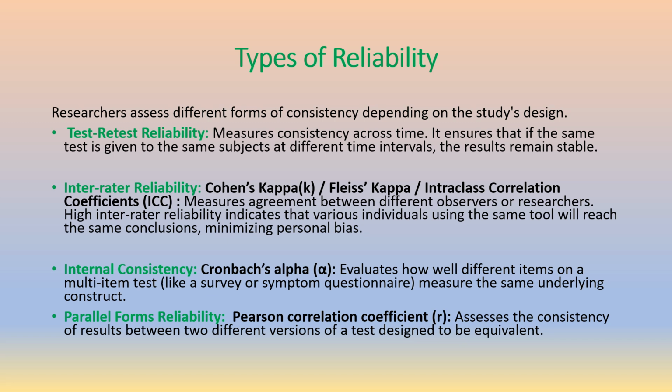Internal consistency. Cronbach's alpha evaluates how well different items on a multi-item test, like a survey or symptoms questionnaire, measure the same underlying construct. Parallel forms reliability. Pearson correlation coefficient assesses the consistency of results between two different versions of a test designed to be equivalent.